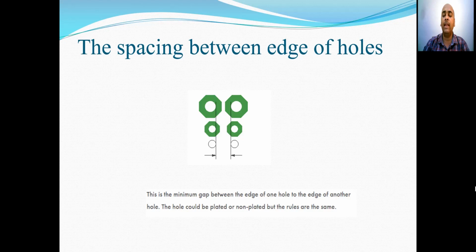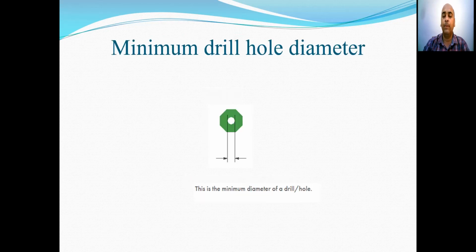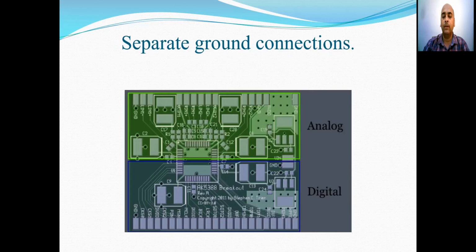The spacing between edges of holes. This is the minimum gap between the edge of one hole to the edge of another hole. The hole could be plated or non-plated, but the rules are the same for both. Minimum trace width. This is the minimum width a trace can be. Minimum drill hole diameter. This is the minimum diameter of a drill hole.